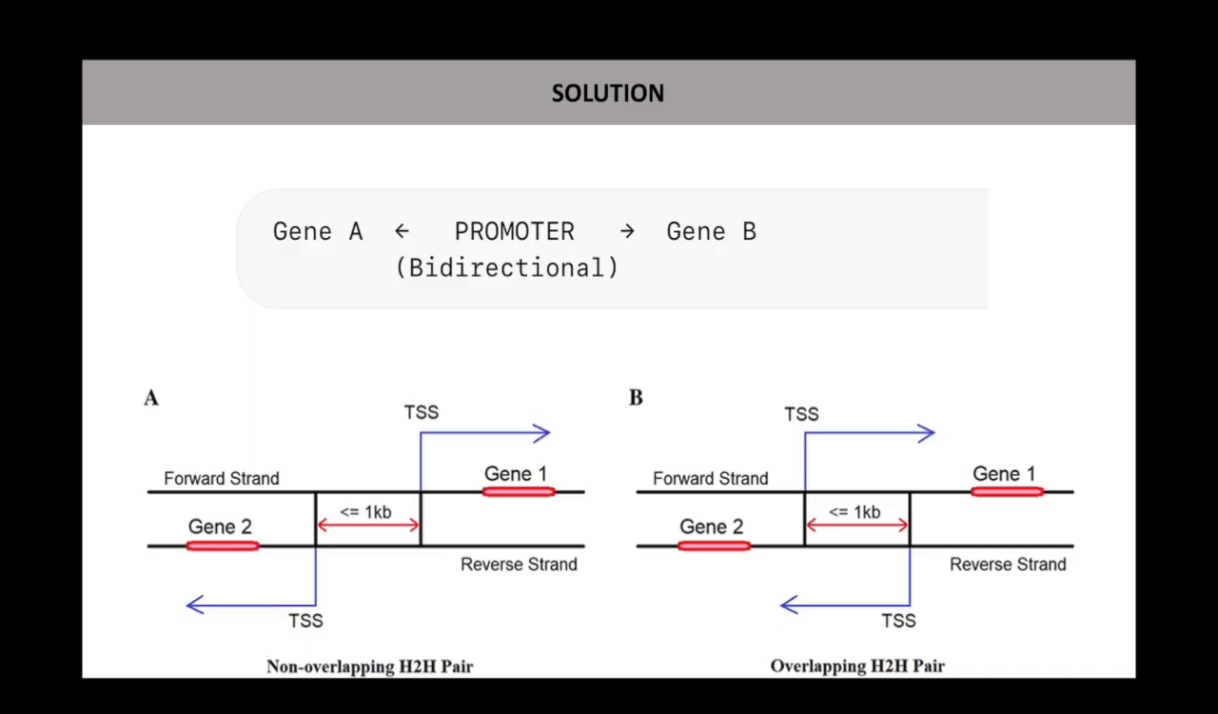This is your gene 1 and this is the gene 2. Now your promoter can drive this gene in this direction and this gene in this direction, because the transcription start site is here.